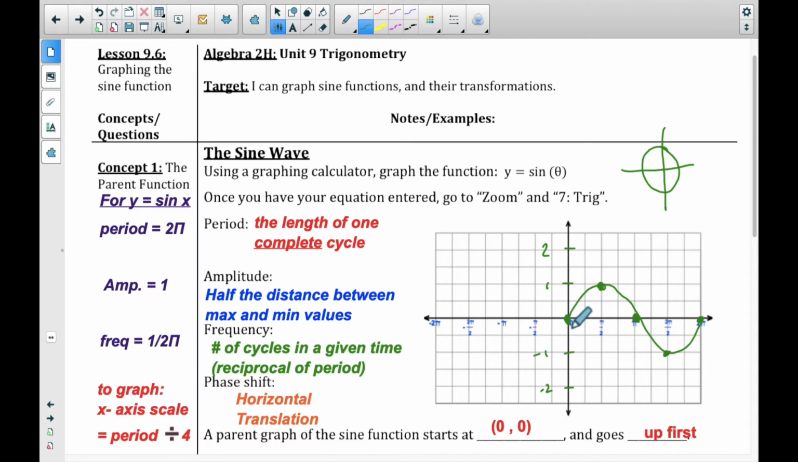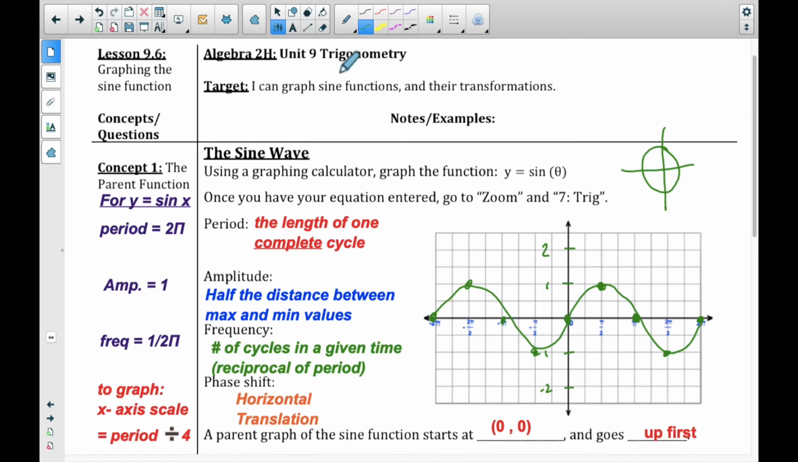And so let's go the other way. In our case, the way we have it set up with our hash marks, we're going to go down 2, left 2, and then left 2, up 2, left 2, up 2, left 2, down 2. So it's the same pattern, it's just whether you're going up or down. And so again, we're going to connect these with a wave pattern. And this is a sine curve.